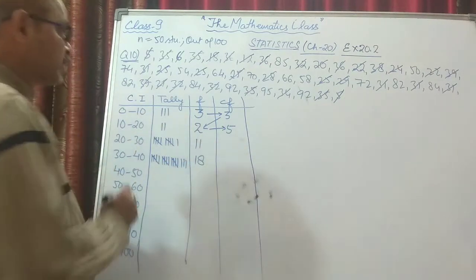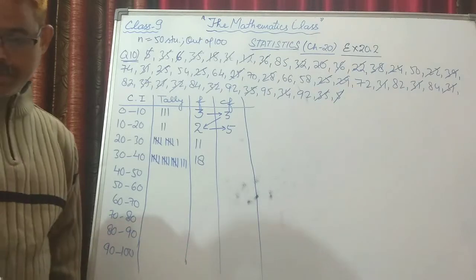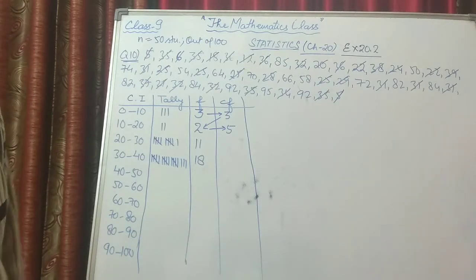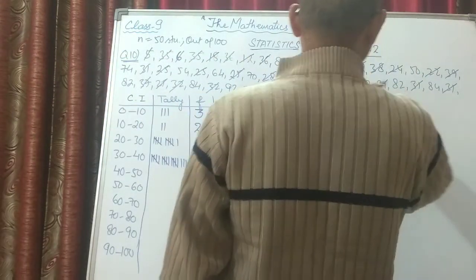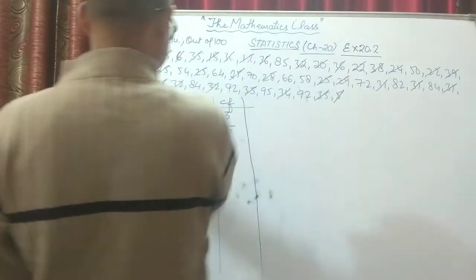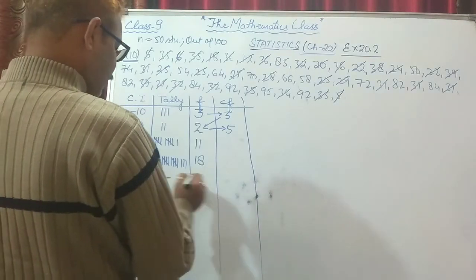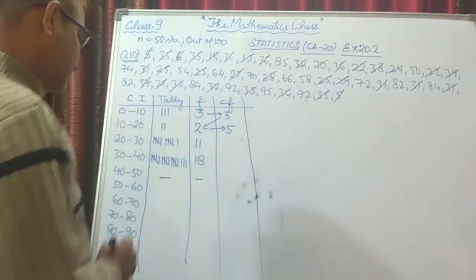Now we will check how many of them are there between 40 to 50. So 40 to 50, no data is there. It means nothing will come in this place.